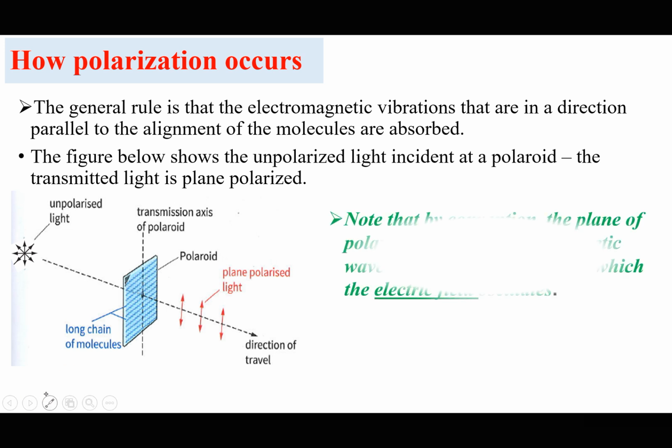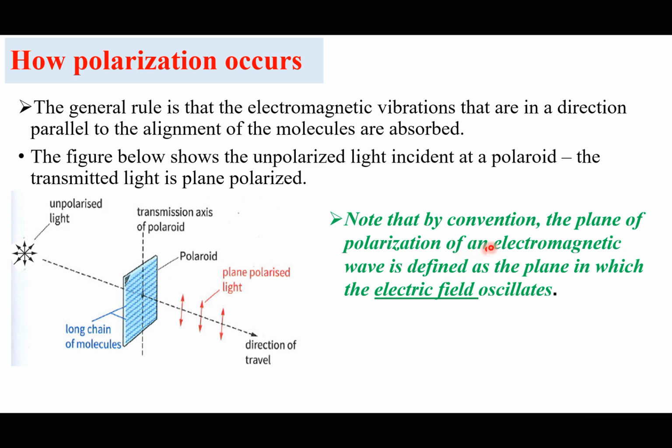I want you to note the convention here. By convention, the plane of polarization of an electromagnetic wave is defined as the plane in which the electric field oscillates. That's why we said confining the electric field vector into a single plane is what we consider to be polarization. This is by convention, because we believe it is the energy of the electric field vibrations which can be absorbed by the molecules which make up the polaroid. So the plane of polarization is the one in which the electric field oscillates, or can be allowed to oscillate.